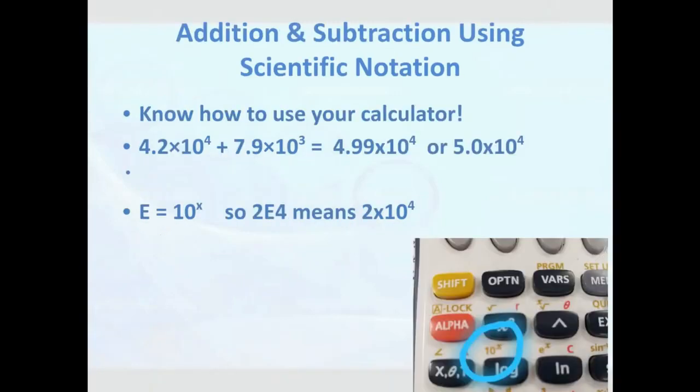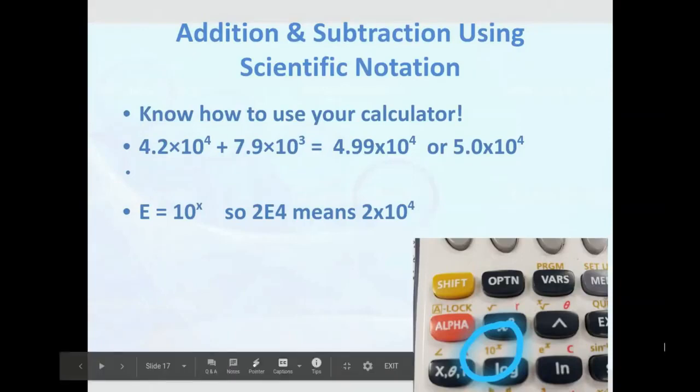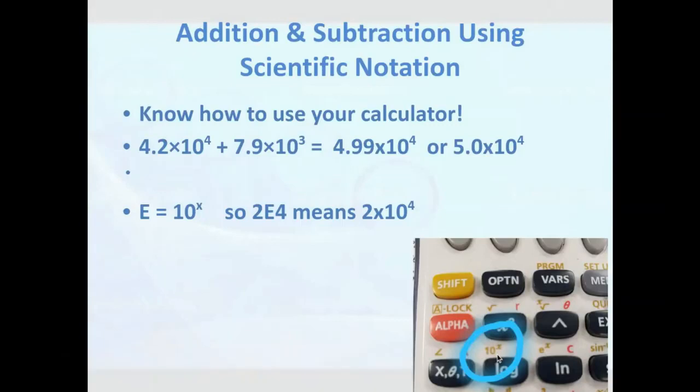Now, when we're adding and subtracting scientific notation, I want you to make sure that you can do this on your calculator. Your book gives you an explanation of move the zeros and line them up, but we're just going to use our calculator. So first of all, on your calculator, you should have this exponent button. So that will be the button you'll use when you're doing these problems.